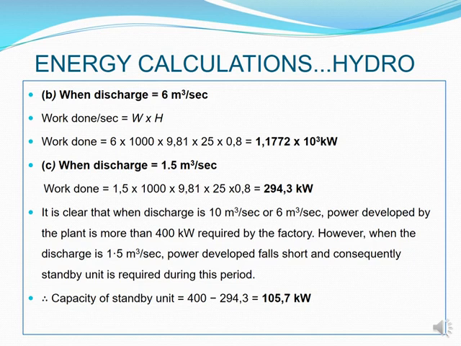And that standby unit, for you to calculate it, you're going to take that 400, which is what you require in your factory, minus the 294.3, which is what we're able to achieve. And that means that we need a standby capacity of 105.7 for a period of 6 months to run this plant.